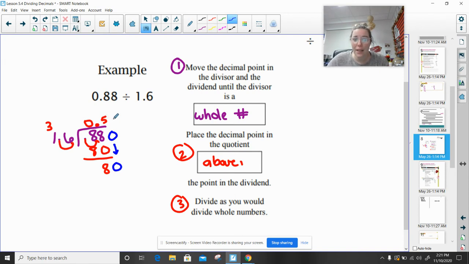So now what I'm looking for is how many times can 16 go into 80? I see that I already did this here, so it would be 5. 5 times 16 I already know is 80. I subtract and I get a 0, which means it now terminates. So my answer here, always rewrite, is 0.55. That is my answer.